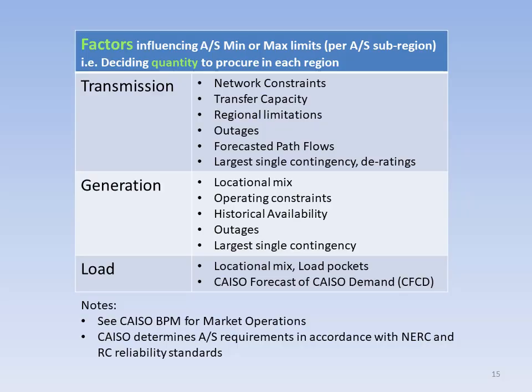A number of factors influence how much of each ancillary service product is procured in each region. Key factors are shown in this table. They relate to transmission, generation, and load. Location, network topology, and forecasts play major roles.